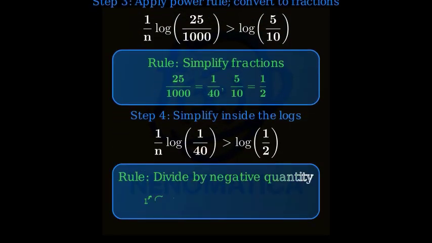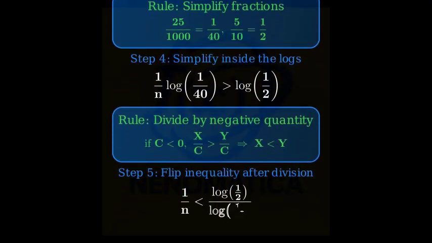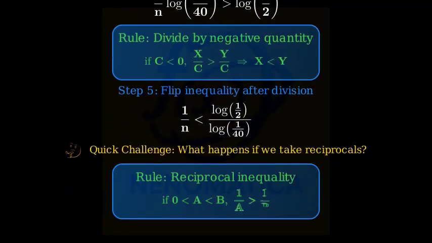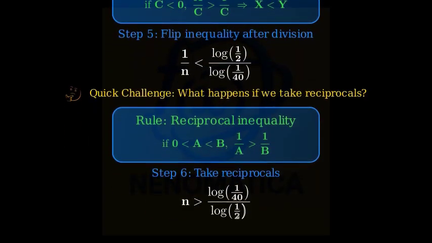Step 5. Note that the logarithm of 1 over 40 is negative because 1 over 40 is between 0 and 1. Dividing by a negative flips the inequality. Step 6. Both sides are negative, so taking reciprocals flips the inequality again. That gives us n is greater than log of 1 over 40 divided by log of 1 over 2.